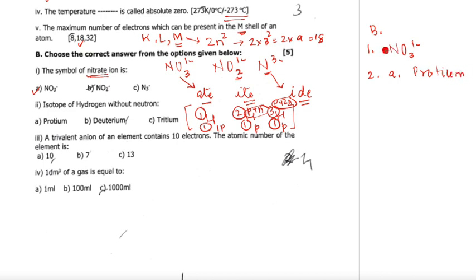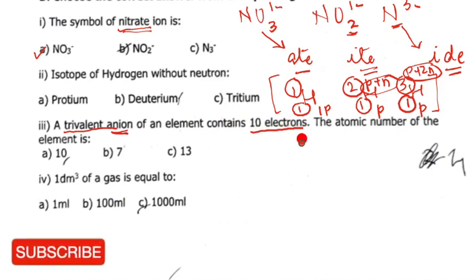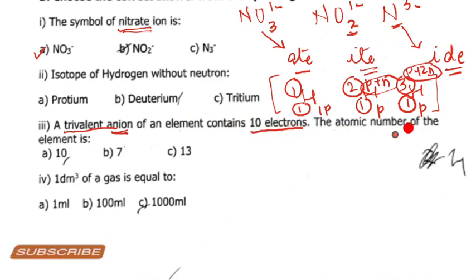This one also is A. Let us come to the third one. A trivalent anion of an element contains 10 electrons. The atomic number of this element is.